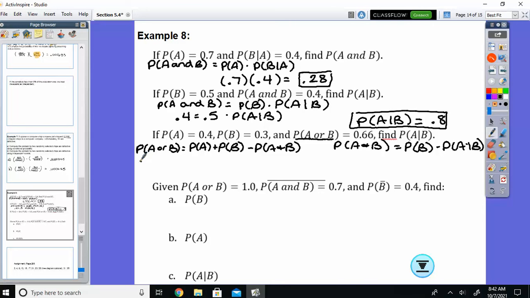So if I start here, A or B is 0.66. Probability of A is 0.4. Probability of B is 0.3. So if you subtract, you have your 0.66 minus your 0.7, divide by -1, so the probability of A and B is 0.04. Now we can come to our second formula and plug that in.